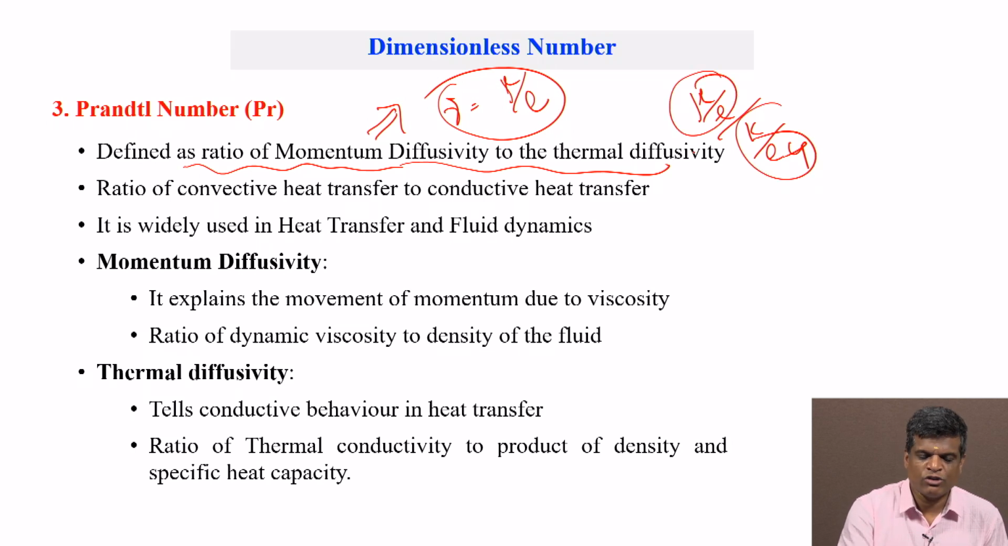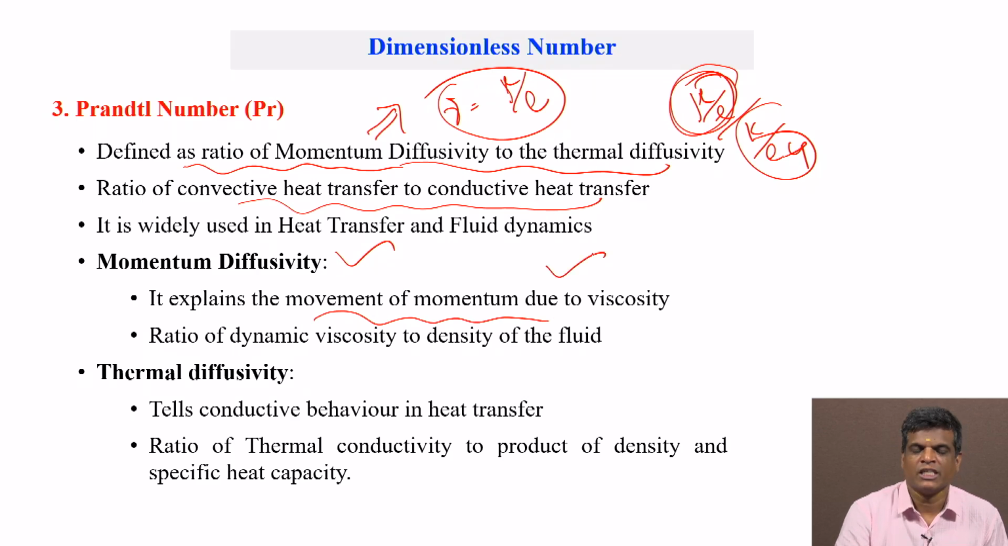This should look like the ratio of convective heat transfer to conductive heat transfer. So, what is the momentum diffusivity? The absolute viscosity divided by density we call the momentum diffusivity. It explains the movement of momentum due to viscosity. The ratio of dynamic viscosity to density, mu by rho, we call the momentum diffusivity. Sometimes we call it kinematic viscosity.